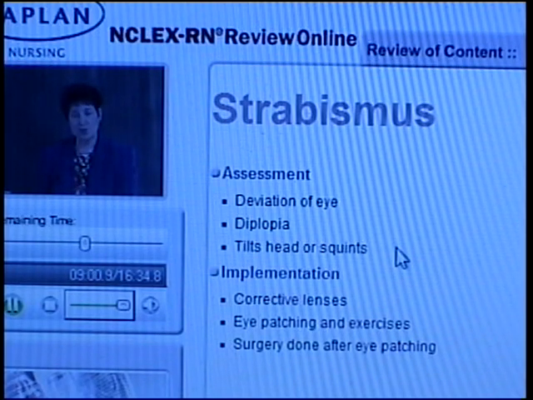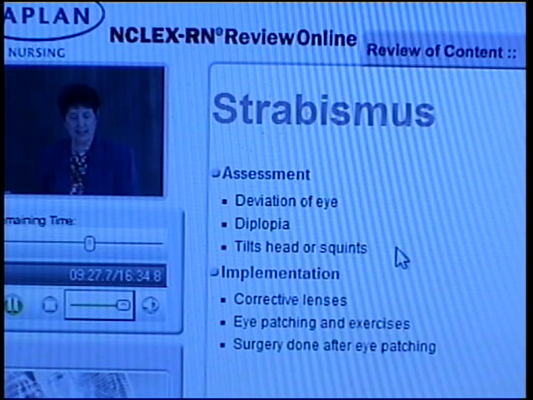For implementation, they use corrective lenses. They will sometimes use eye patching and exercises in order to strengthen the muscle on the eye that deviates. Sometimes surgery is done after eye patching if the eye patching does not work. Another condition similar to strabismus is amblyopia. That's known as a lazy eye, and it is often due to untreated strabismus.